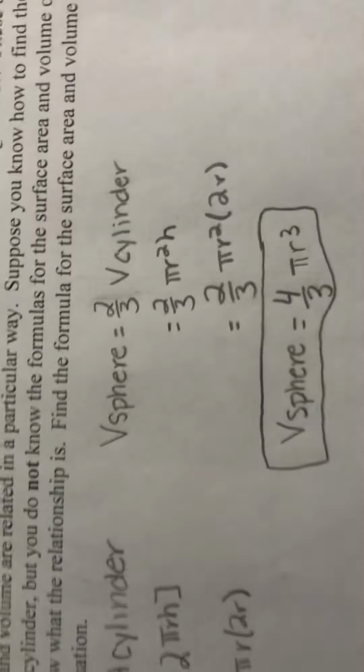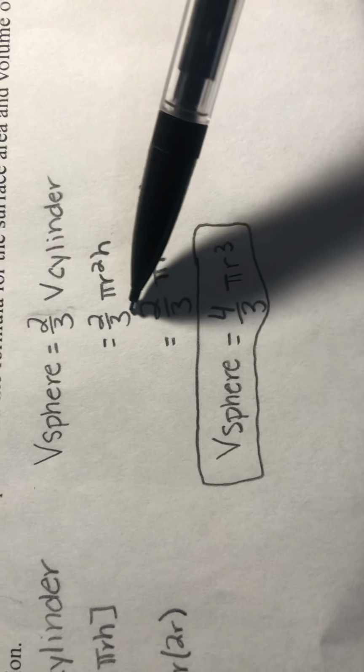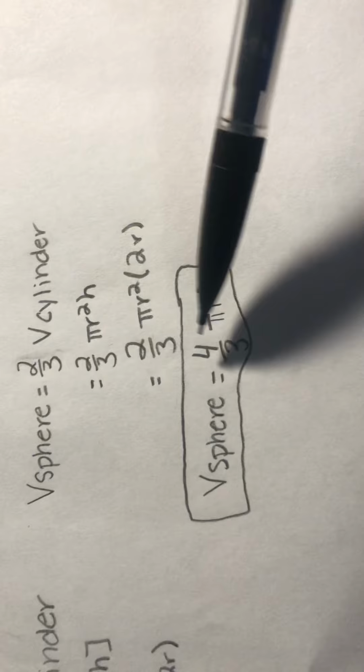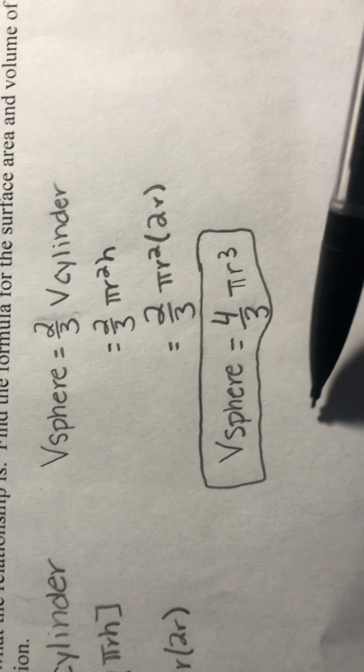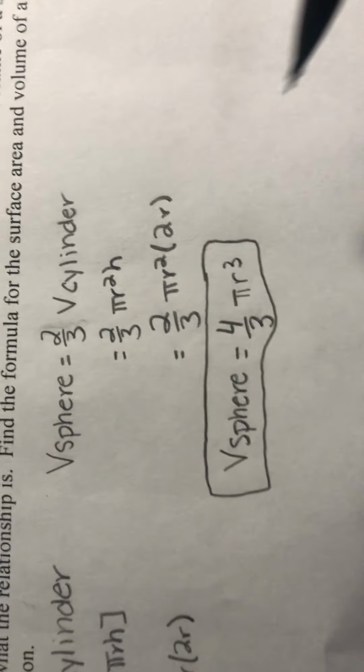And then for the volume, I got the volume of a sphere multiplied by the 2/3, and I also simplified it to get that the volume of a sphere is equal to 4/3 pi r cubed.